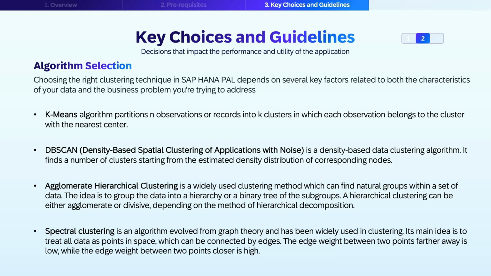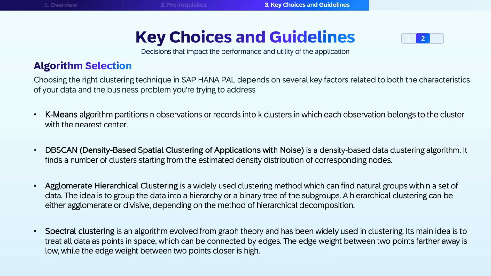Density-based spatial clustering of applications with noise is a density-based data clustering algorithm. It finds a number of clusters starting from the estimated density distribution of corresponding nodes. It requires two parameters, scan radius and the minimum number of points required to form a cluster. It provides a method to automatically determine these two parameters. You can choose to specify the parameters by yourself or let the system determine them for you.